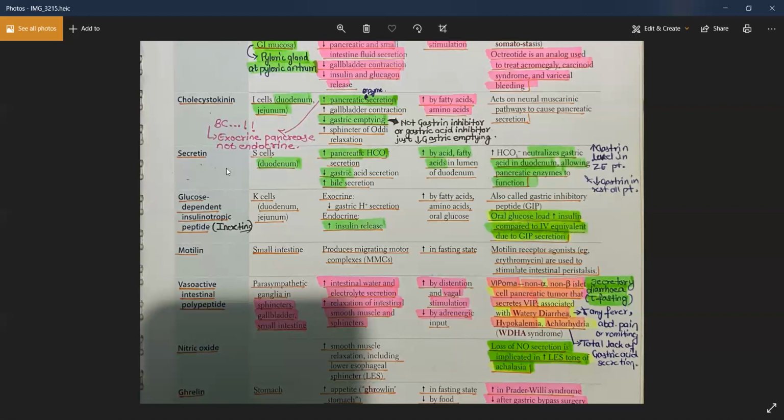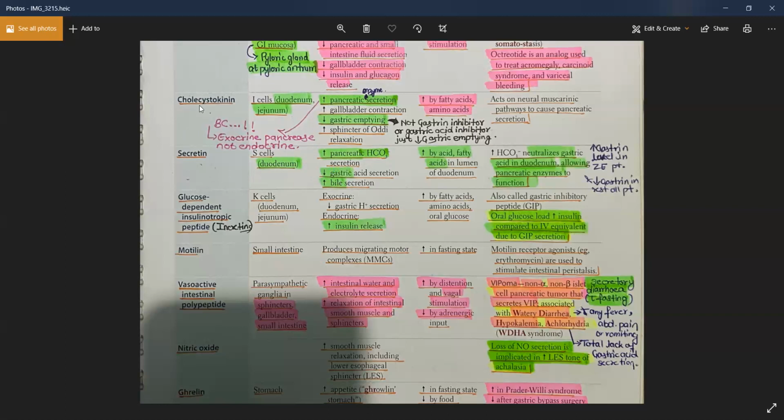Then comes the secretin, which is released by the S cells in the duodenum. That causes the increase in the pancreatic bicarbonate. So whenever we talk about the enzymatic secretions, we will always discuss the cholecystokinin. Whenever we discuss the secretin, that means we're talking about the bicarbonate secretion only, not the enzymatic secretions. They will decrease the gastric acid secretion, very important.